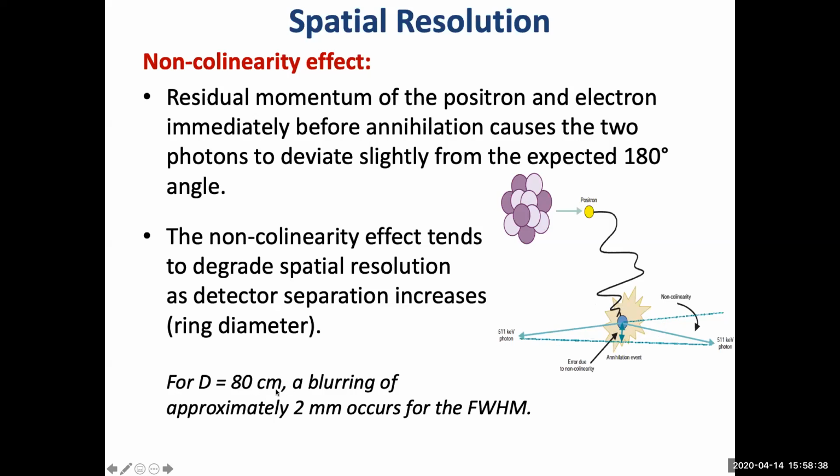By increasing the diameter of the PET, this non-collinearity effect increases. For example, if we increase it from 60 to 80 centimeters, approximately 2 millimeters will be degraded in the full width at half maximum, or the spatial resolution. So the non-collinearity affects the spatial resolution of PET, and this inherently means that we cannot change it, because this is the behavior of the positron emitted by the radioisotope we use for imaging.